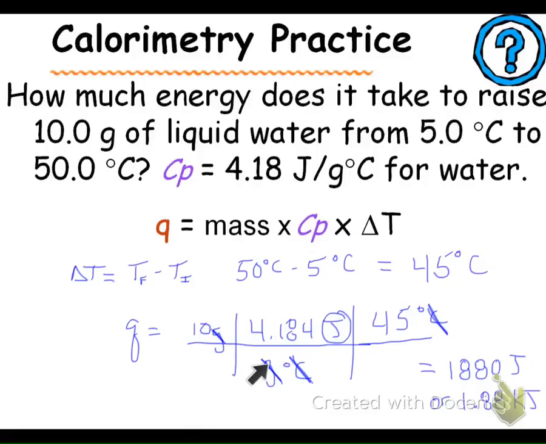So my grams cross out, my degrees Celsius cross out, and I'm left in joules, which is our heat energy value for Q. And my answer ends up being 1,180 joules or 1.88 kilojoules. I don't care how you represent it if I don't ask.